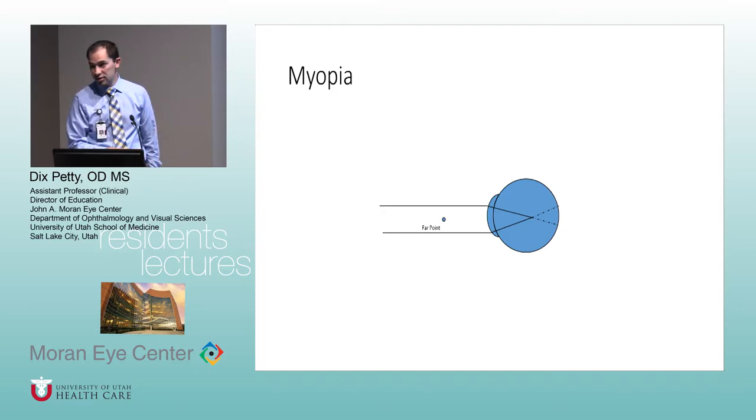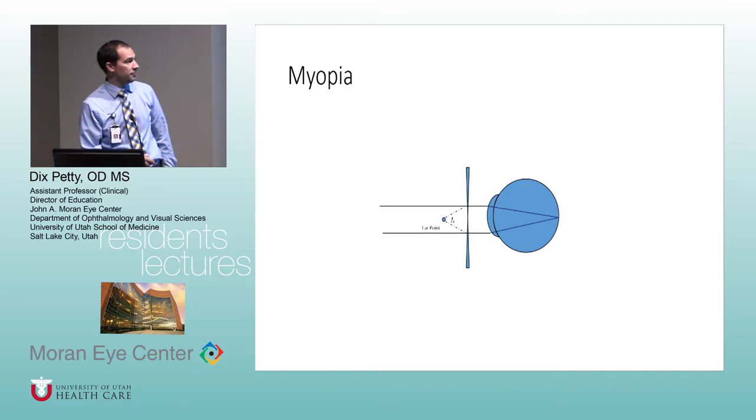So in myopia, here's just a little demonstration. Light coming from infinity in an uncorrected state ends up being in front of their retina. So their far point is maybe just a little bit in front. But we put a lens there that has its secondary focal point right at where the patient's far point is, and it puts that image right on the retina.